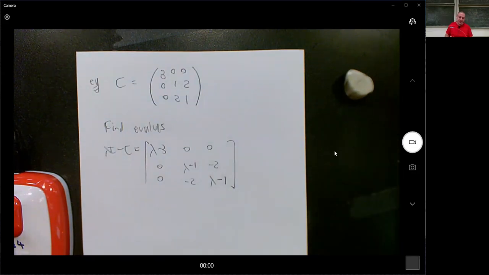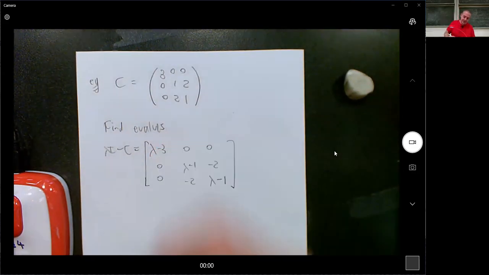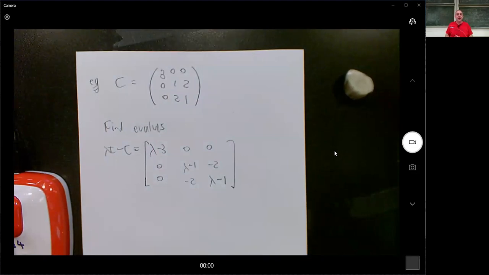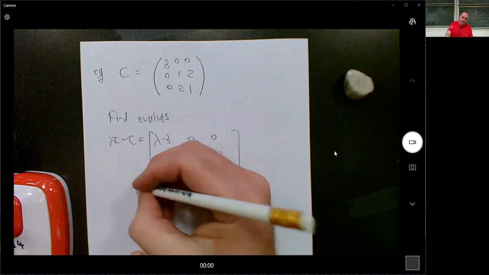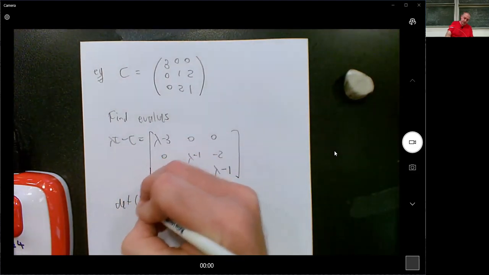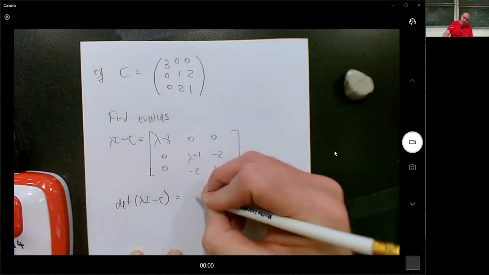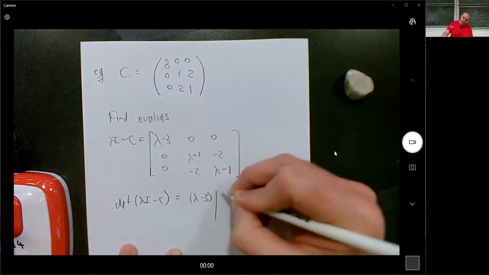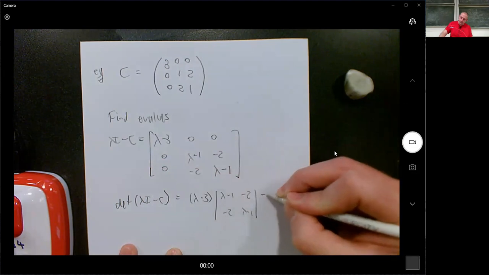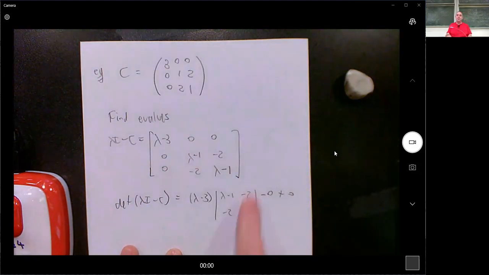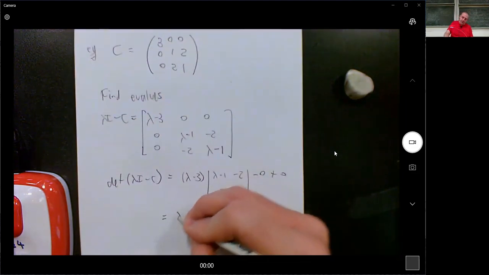Yeah. So I can see already if I go down this left column or along this top row, I'll get a lambda minus 3. Just for completeness' sake, to say that I really did it. And then I don't have to factorise that out.